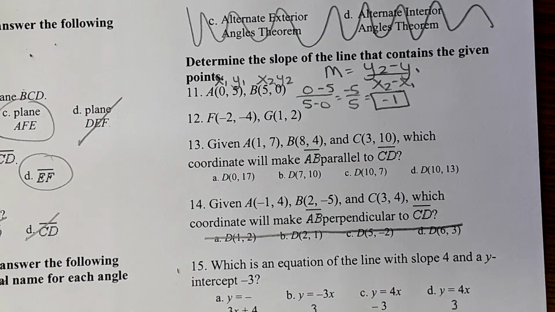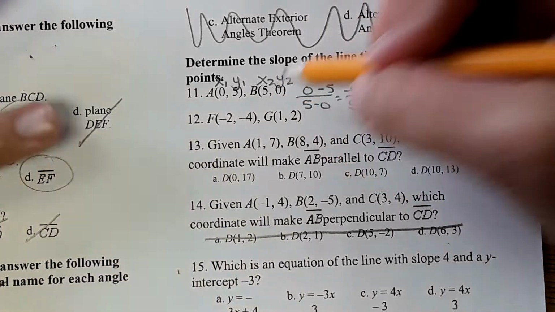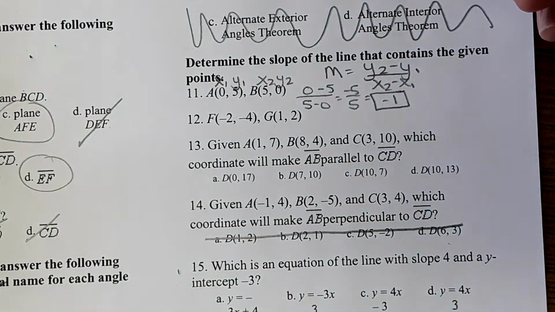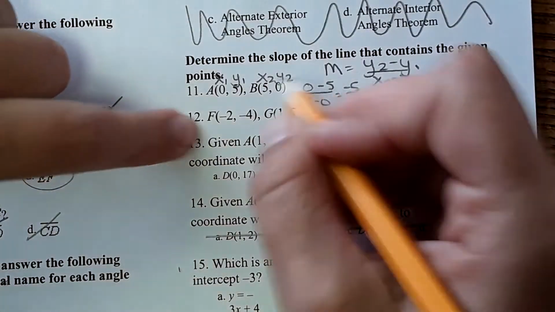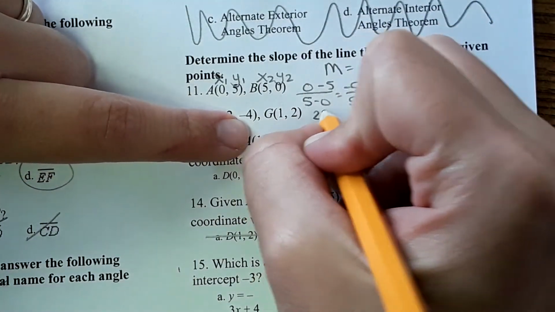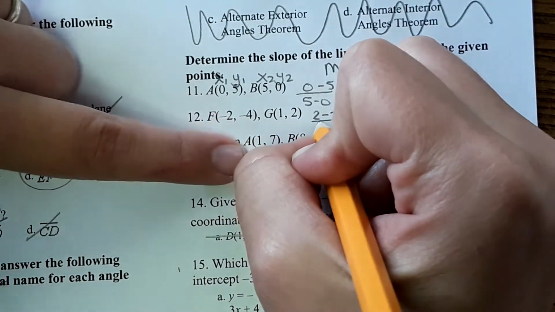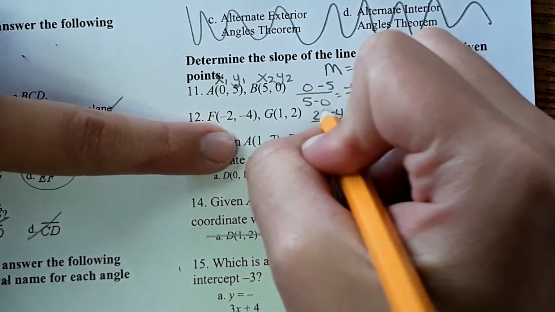And if you really had an issue with the equation, or you couldn't remember the equation, whether it's like tomorrow or on the SATs at some point, you could always just graph this and determine the slope that way if you needed to. Then 12, same idea, we're subtracting our y, so it'll be 2 minus negative 4 over 1 minus negative 2.